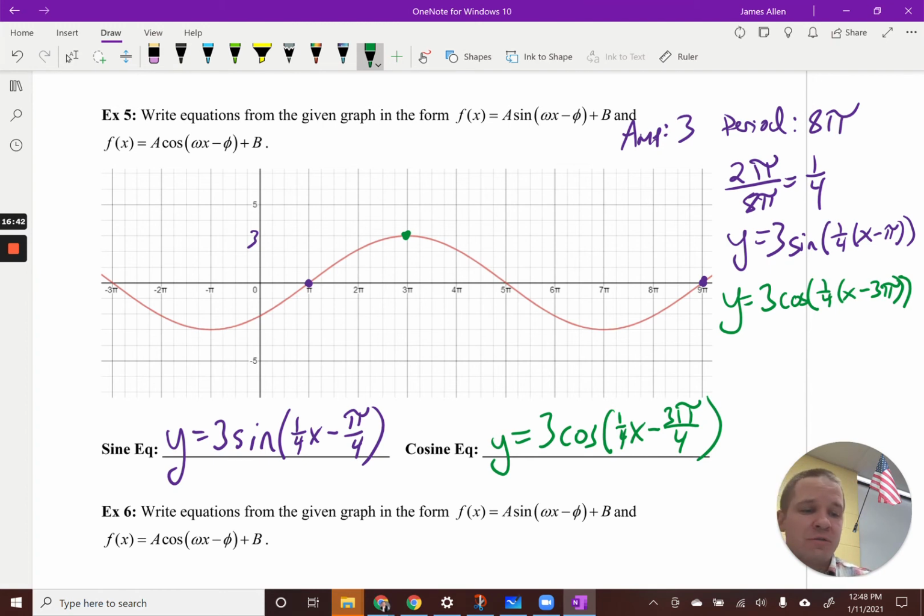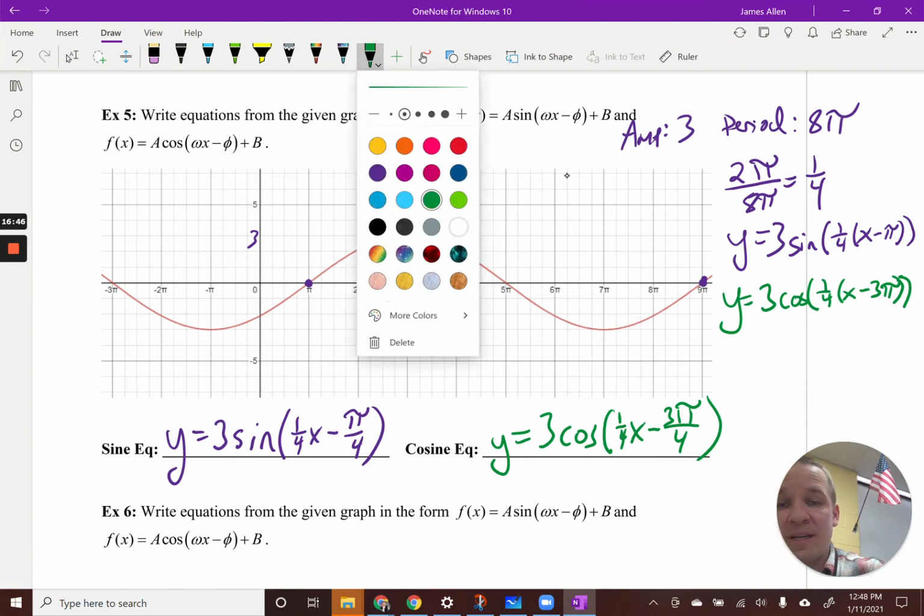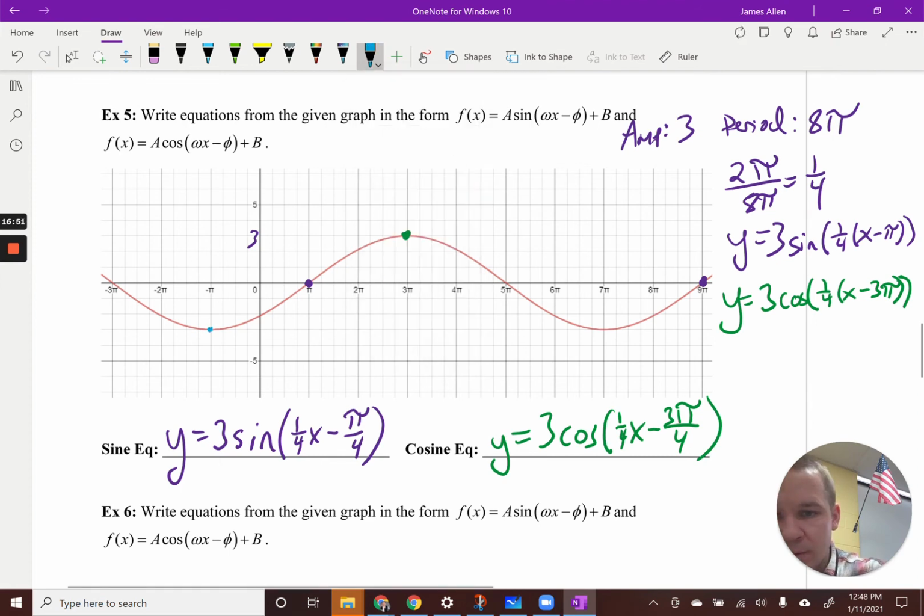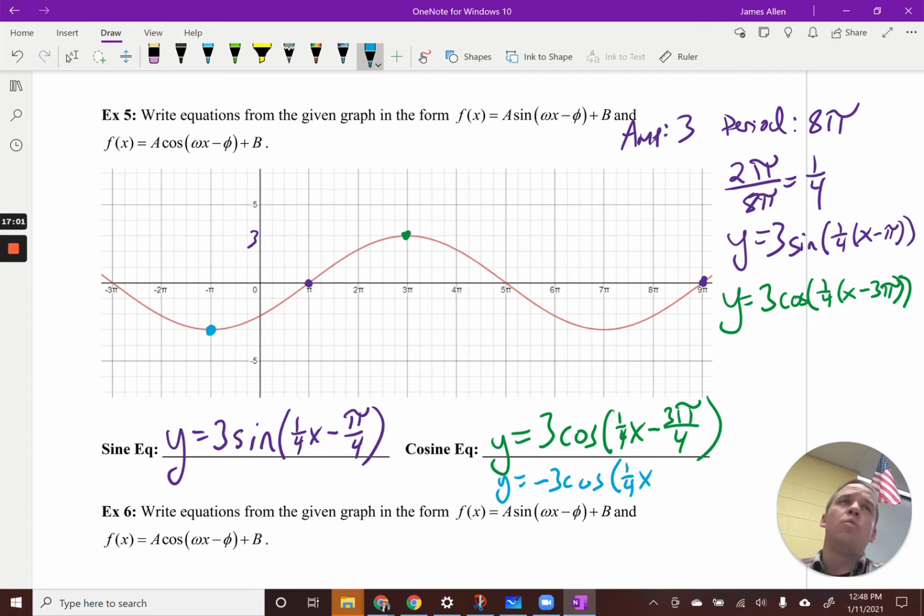In fact, you could have shifted to the left pi. If I did that one, in light blue, I'd have y equals negative 3 cosine 1/4 x, and it would have been plus pi, so plus pi over 4 for my final if I were to go that route, okay?